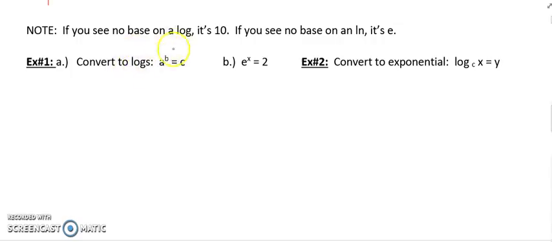Convert into logarithm form. So this is exponential form. Notice the word log's not even there. So a to the b equals c. Here's how I start it. I write down the word log, and I give myself space and write an equal sign. And what you want to do is this.